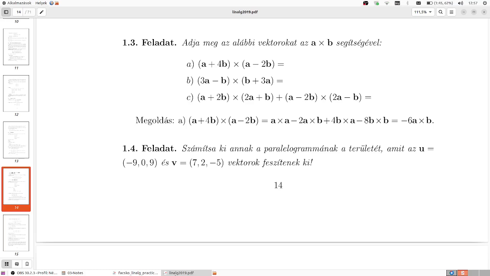So you can deal with this vectorial product like, well, not exactly, but it's like multiplying polynomials with ordinary numbers. Okay, could you please do the B, the next one, yourself?